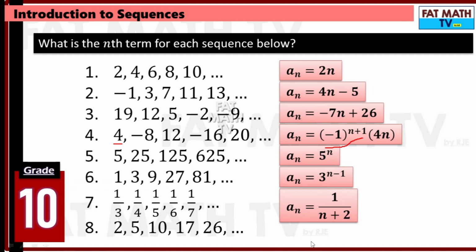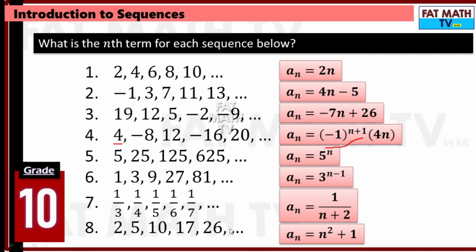Number 8: 2, 5, 10, 17, 26. What do you think is the pattern here? There's a plus 3, plus 5, plus 7, plus 9. So it has a different pattern, so you have to think of the answer. But if the pattern is like that, usually it's a quadratic.